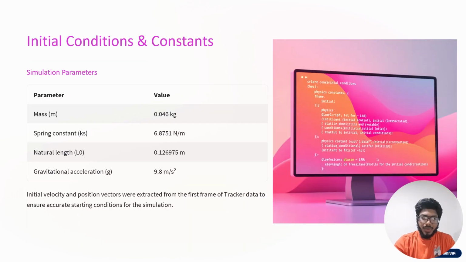Let's set the stage. We are working with a mass of 0.046 kilograms, a spring constant of 6.8751 newtons per meter, and a natural spring length of 0.126975 meters. We pulled the initial position and velocity from the first frame of the Tracker video to make sure the simulation starts as closely to reality as possible.